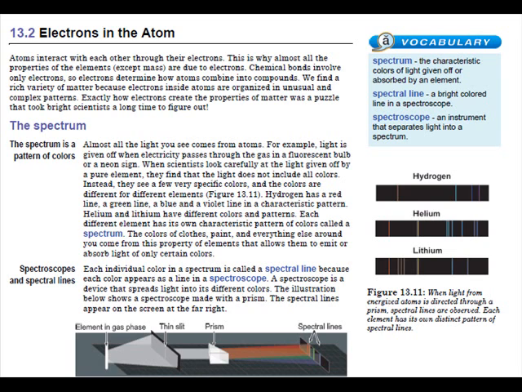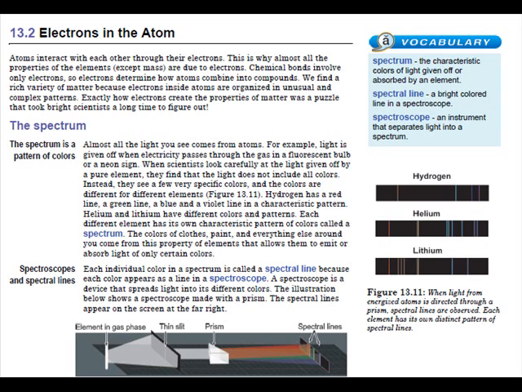Hydrogen has a red line, a green line, a blue line, and a violet line in a characteristic pattern. Helium and lithium have different colors and different patterns. Each different element has its own characteristic pattern of colors called a spectrum. The colors of clothes, paint, and everything else around you come from this property of elements that allow them to emit or absorb light of only certain colors.